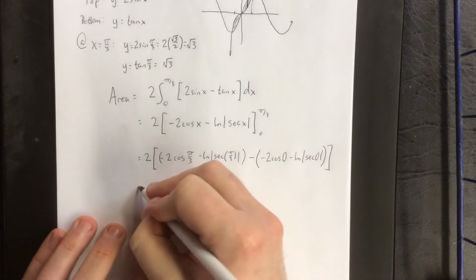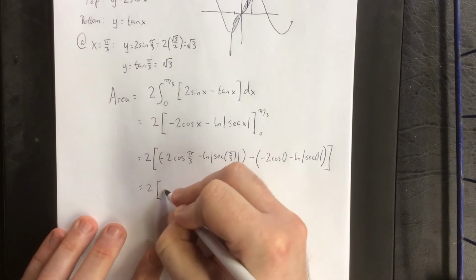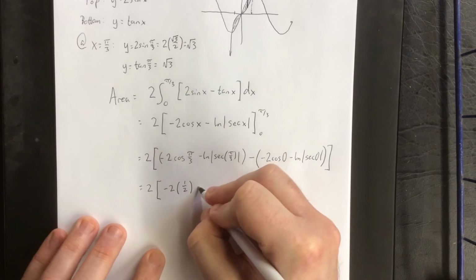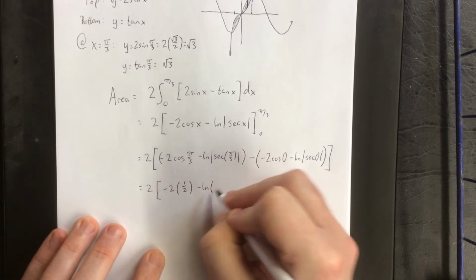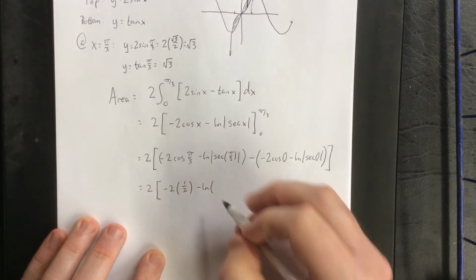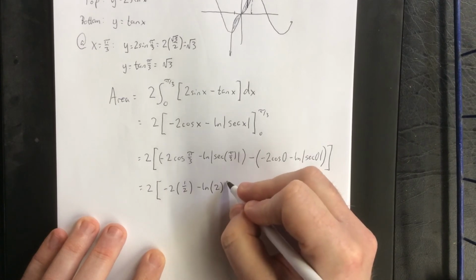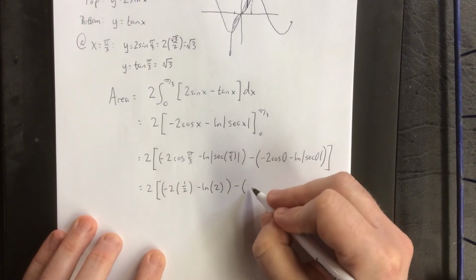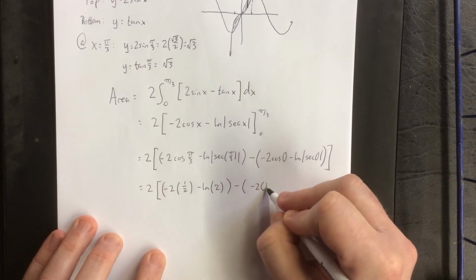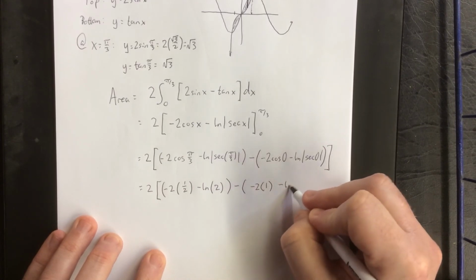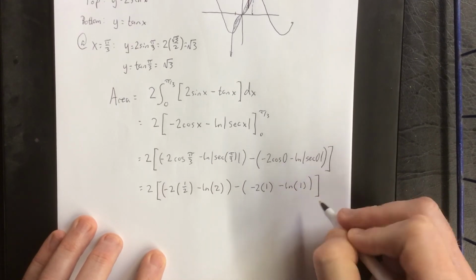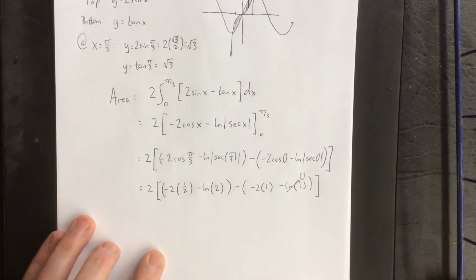Simplifying one layer at a time, this will be negative 2 times cosine of pi over 3, which is 1/2. The secant of pi over 3 is the reciprocal of the cosine, so that'll be 2. Plugging in our lower bound of 0, we'll get negative 2 times the cosine of 0, which is 1, minus the natural log of the reciprocal of 1, which is 1. The natural log of 1 is 0.